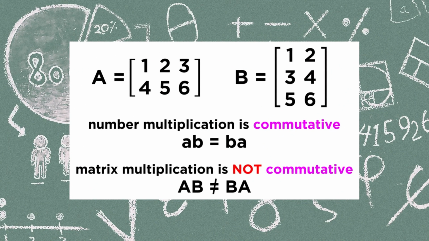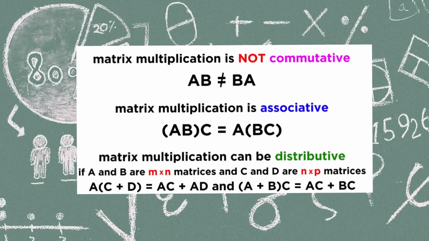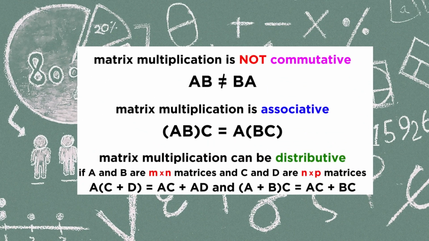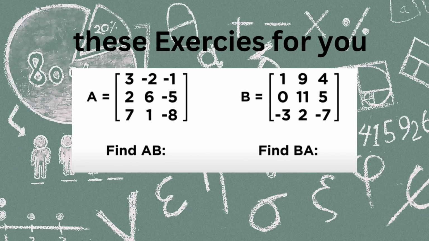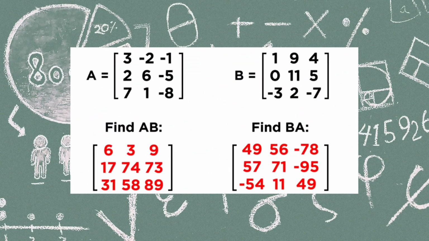There is another point: number multiplication is commutative, which means AB equals BA, but matrix multiplication is not commutative. It means AB doesn't equal BA. You can read here, this is like a declaration. And this is an exercise for you, you can do it, and here you can check your answer.